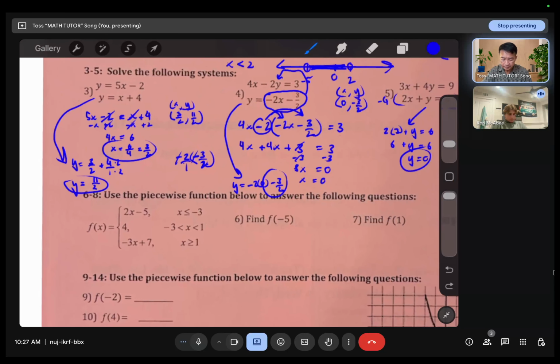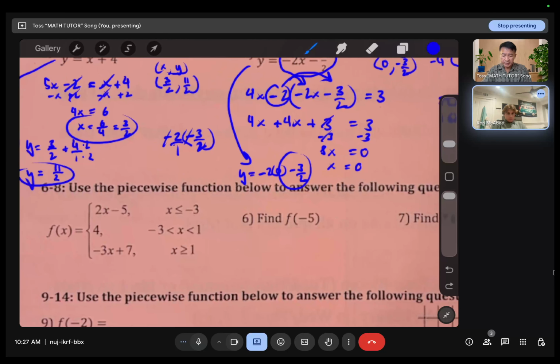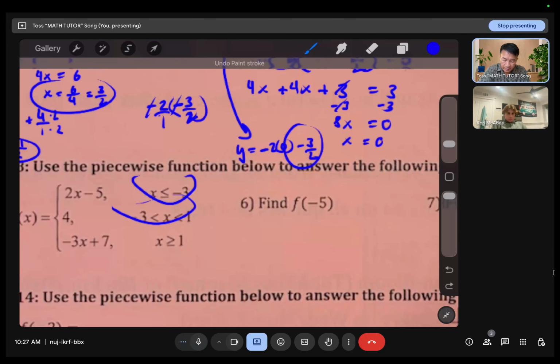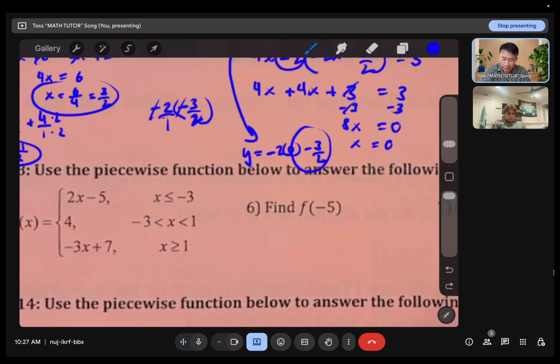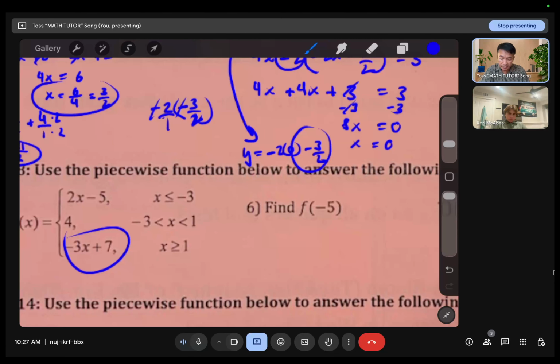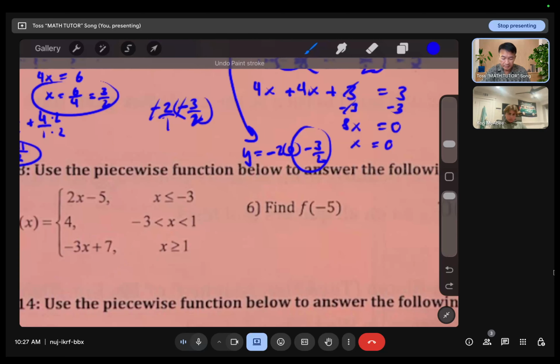Piecewise. Okay. So a lot of people don't like this, but it's not that bad. You just need to account for the condition or the restriction here. You only use this right here if your x is less than or equal to negative 3. You only use this here if it's between negative 3 and 1, not including negative 3 and 1. You will use this if and only if x equals 1 or greater. Imagine that. Okay, so here we go.